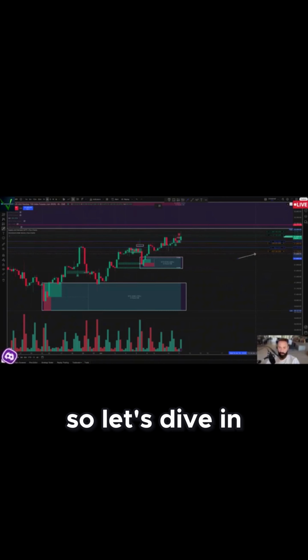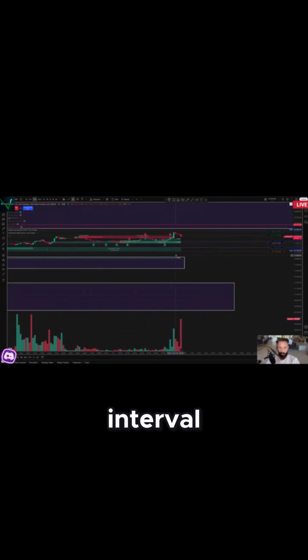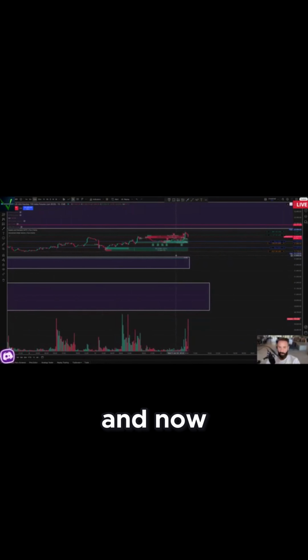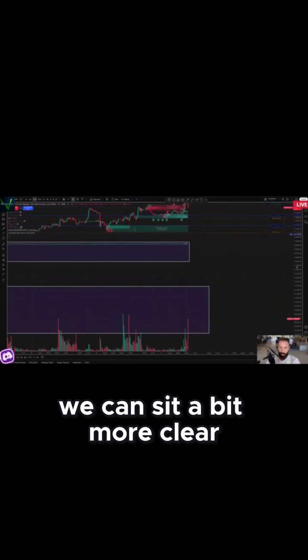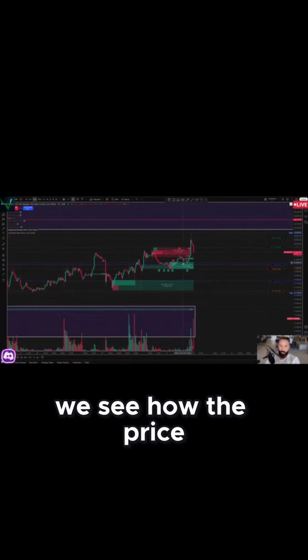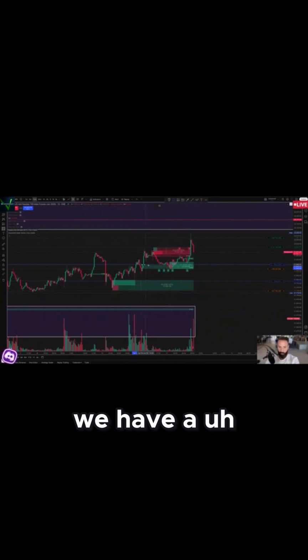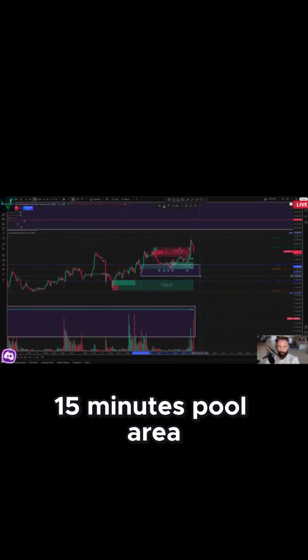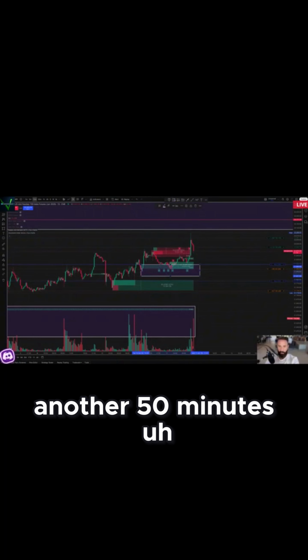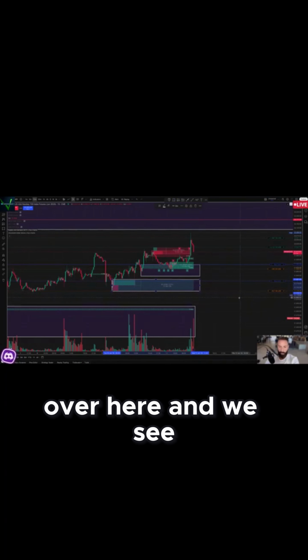So let's dive in. We're going now to the 15 minutes interval, and now we can see a bit more clearly where the opportunity lies. So we see how the price behaves over here. We already see that within the 15 minutes chart we have a 15 minutes pool area that marks over here, another 15 minutes order block that has been located over here.